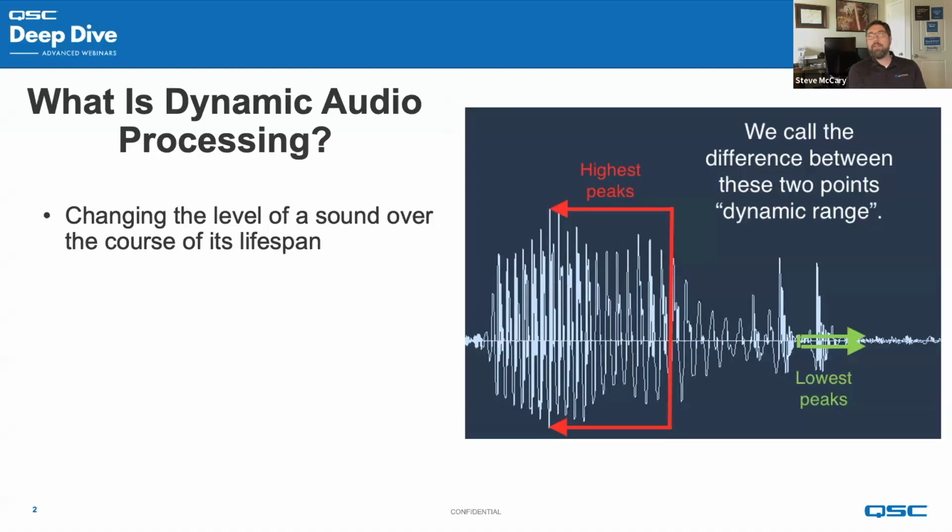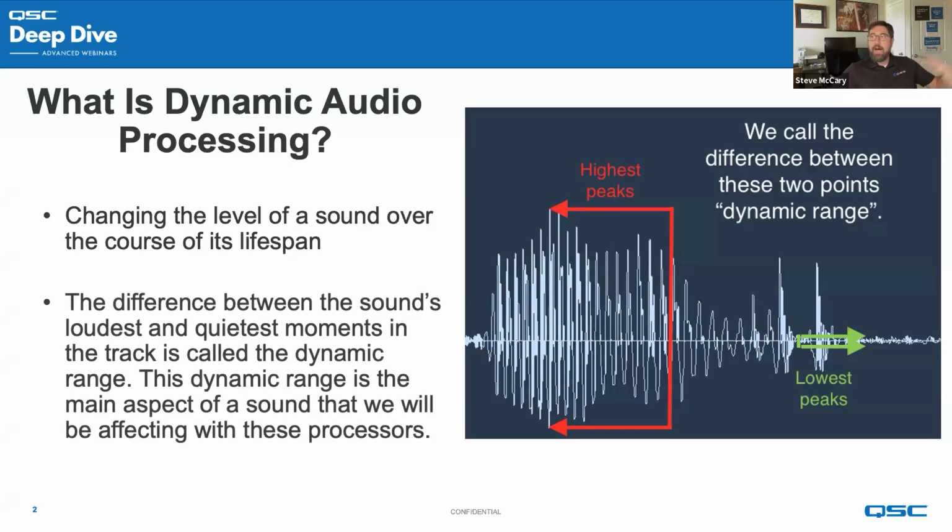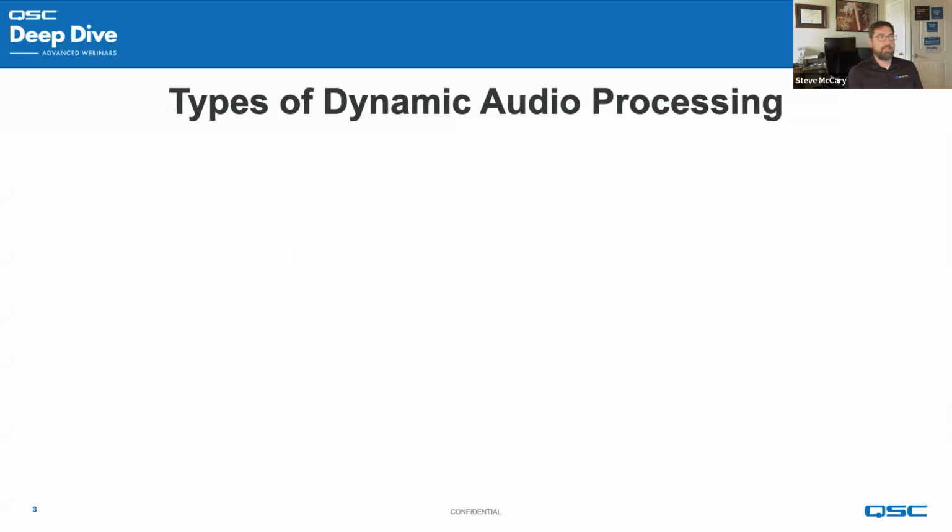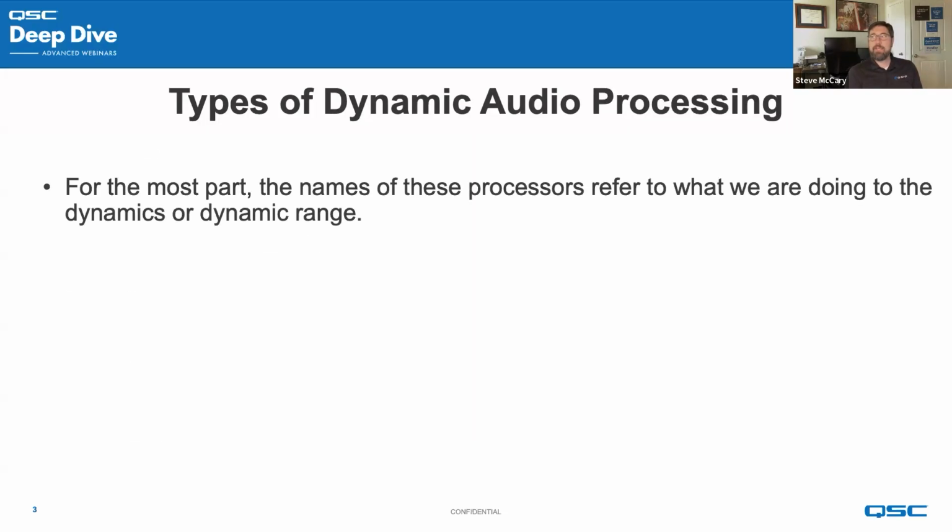So here we go. All right, what is dynamic audio processing? It's important to also know what the dynamic range is. What we're trying to do is change the level of a sound over the course of its lifespan. You'll see here that we have these high peaks in our audio. We also have some low peaks in the audio. The difference is what we call the dynamic range, and that is what we are looking to affect with these processors.